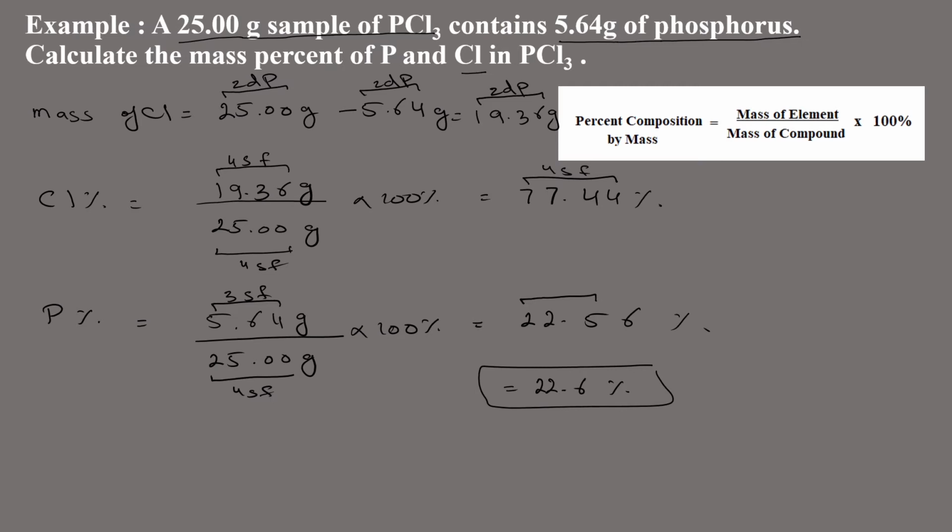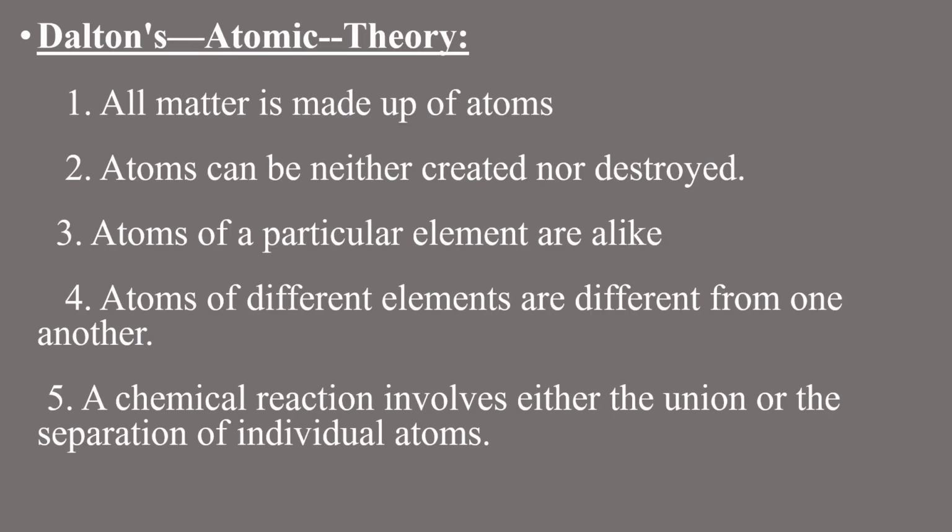So a sample of PCl3, no matter where we take it from, will always have chlorine as 77% and phosphorus as 22%. Based on the law of conservation of matter and the law of constant composition, Dalton formulated his atomic theory, which can be summarized in 5 short statements. Number 1: all matter is made up of atoms. Atoms are small, invisible, indestructible, fundamental particles.